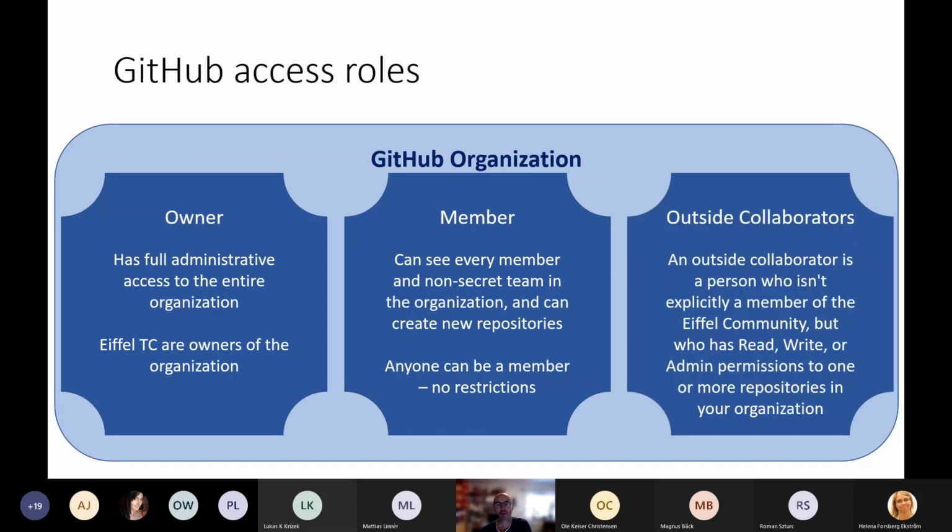But then we also have a role in GitHub which is called outside collaborators. We don't use it very much, but those who are not members, but still part of some team in the community, for example, or have been somehow involved in a pull request, are stated as outside collaborators. They could have read, write, or admin permissions to one or more repositories. So you don't actually need to be a member to be able to have write access to the repositories. That could be good to know.